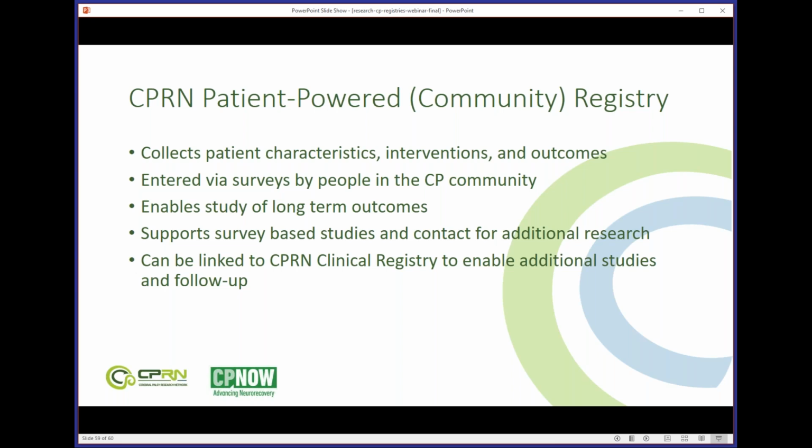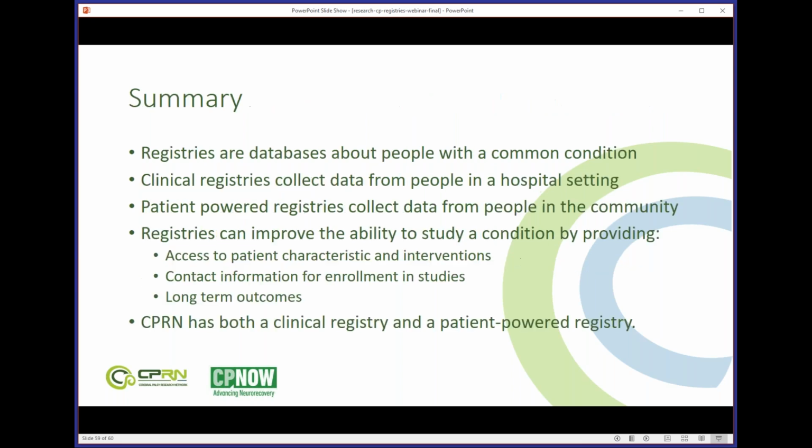And then the last thing that's truly unique about what we're doing is we're creating a linkage between the CPRN clinical registry and the patient-powered registry, so that researchers will have access to a richer data set that combines all this patient-reported outcomes with this clinical research. And it can be linked up without identifying patients using some fancy software to get that done.